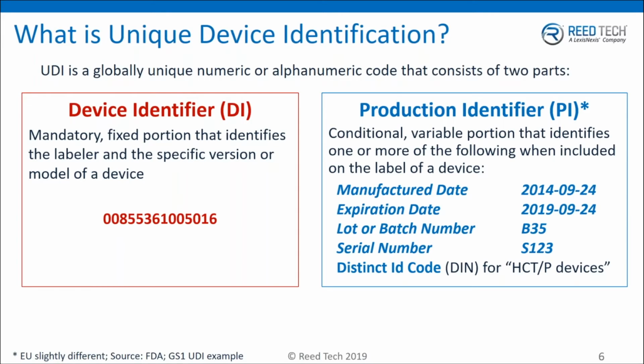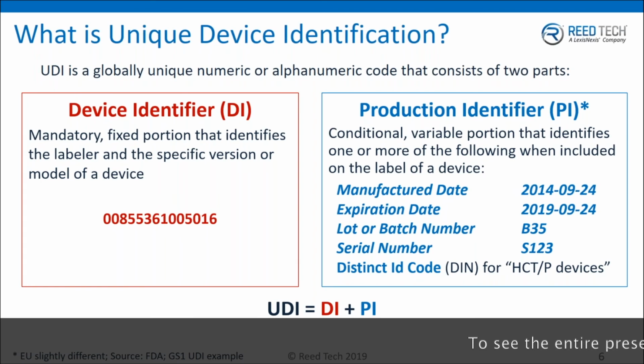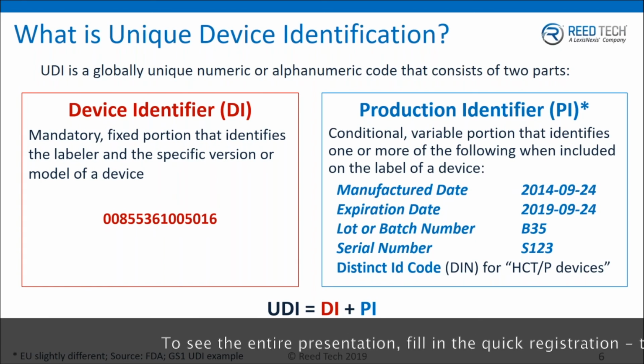The European Union is slightly different. They have some conditional rules on the manufacturing date. They have a serial or a software version identifier, and they don't make use of the DIN number. But in general, these two components, the device identifier and the production identifier, when placed together, create the full UDI. And again, the production identifier may not be there at all, or it might have one or any combination of those particular features.